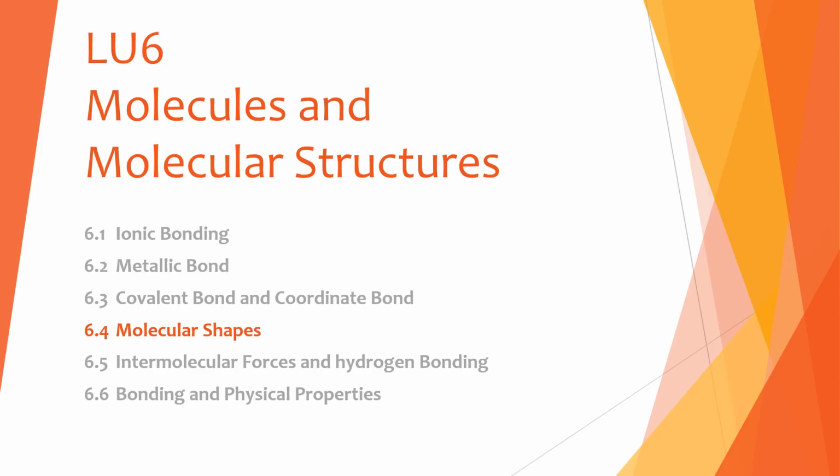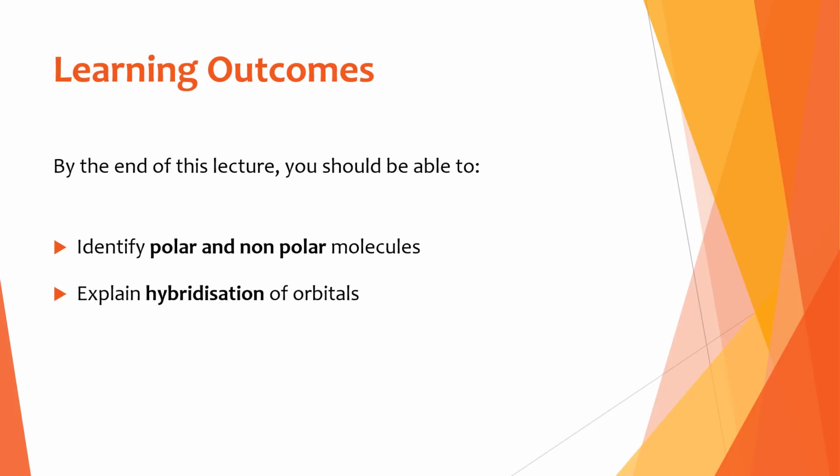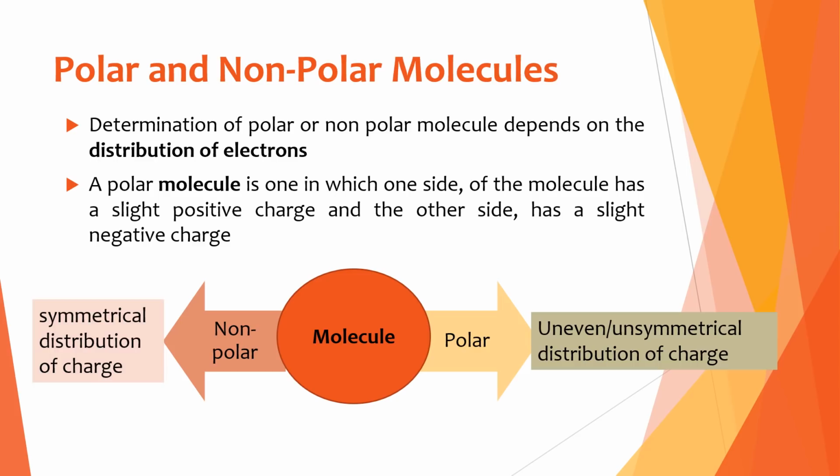For today's lecture, we're going to continue with 6.4 Molecular Shapes. By the end of this lecture, you should be able to identify polar and nonpolar molecules and explain hybridization of orbitals. From the previous lesson, you have learned how to determine the molecular shape of a molecule. For today's lesson, you're going to learn how to determine the polarity of the molecule.